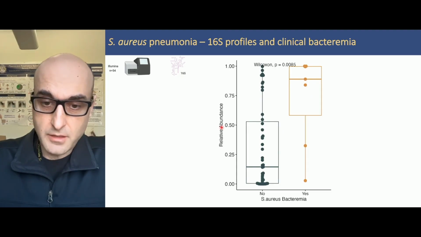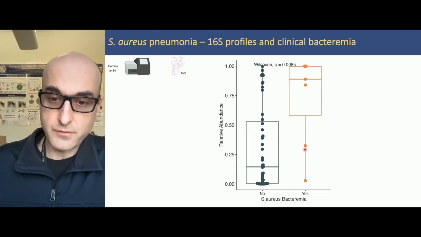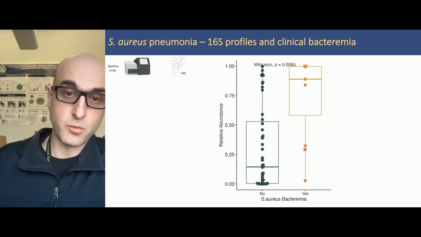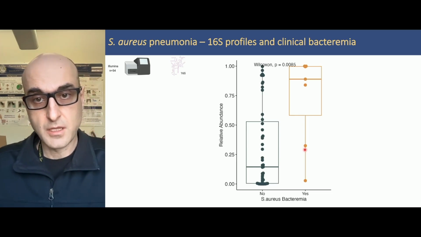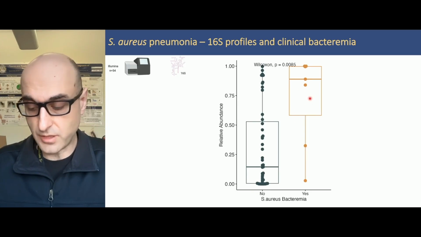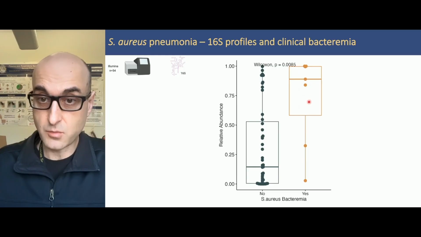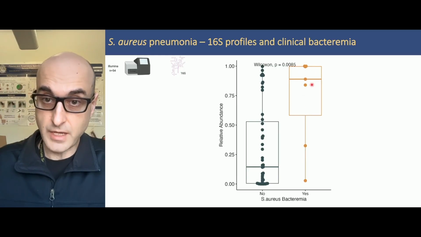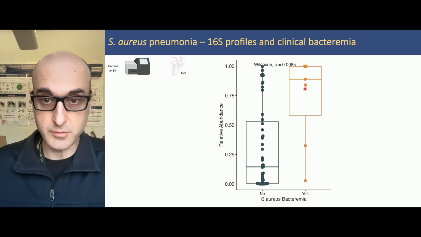Very important finding that we had 7 cases of Staph aureus bacteremia aligned with those pneumonias. So those cases had higher relative abundance of Staphylococcus in the corresponding microbial communities in the lower respiratory tract. So sicker patients with bacteremia and sepsis have higher levels of Staph aureus in the respiratory communities.